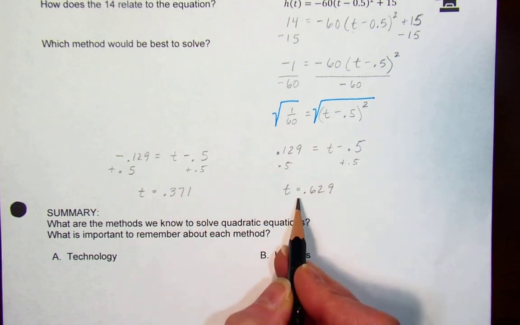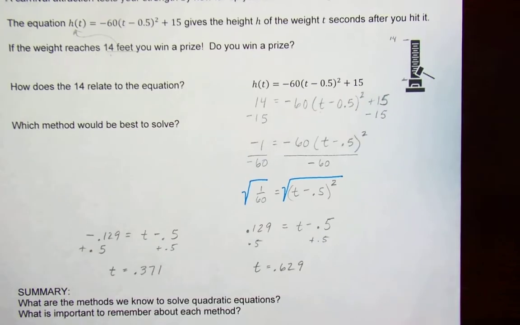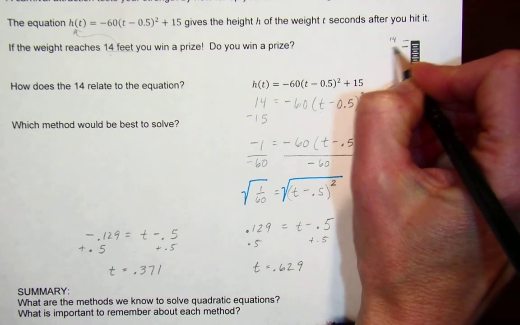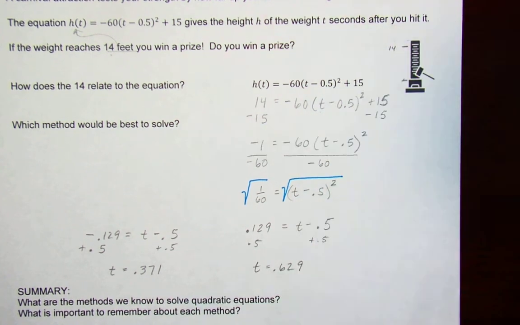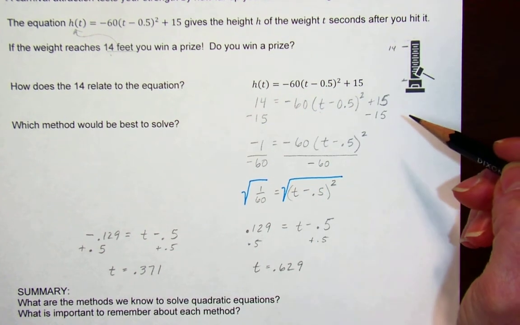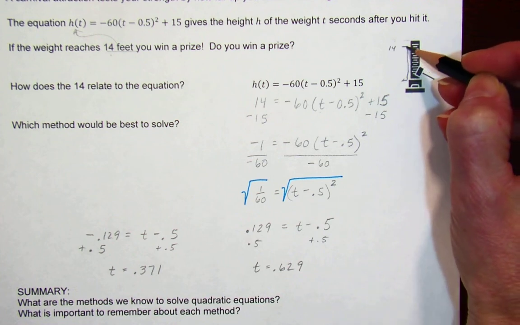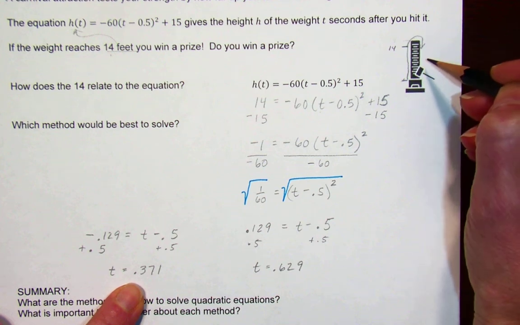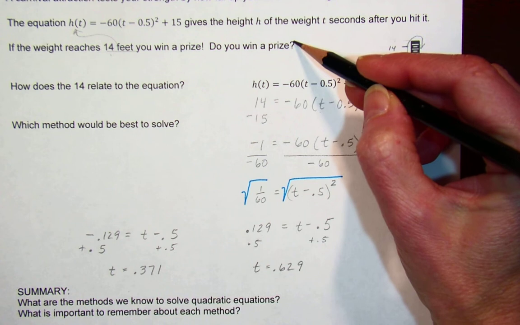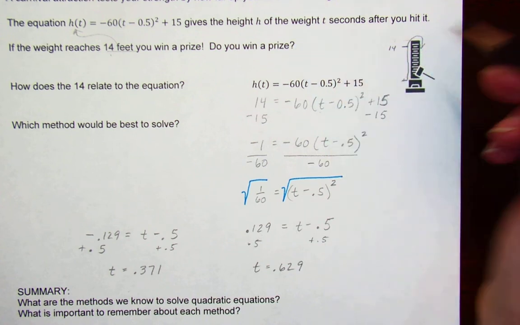Why does t have two solutions that make sense? Because this weight, maybe 14 feet, the bell would be about right there, but the actual height of the carnival game would be a little bit higher than that. And so as the weight traveled up, it would hit the 14 feet at this time, and then it would hit it again on its way back down. So the answer to do you win a prize is yes. You hit the 14 feet on the way up and on the way back down.